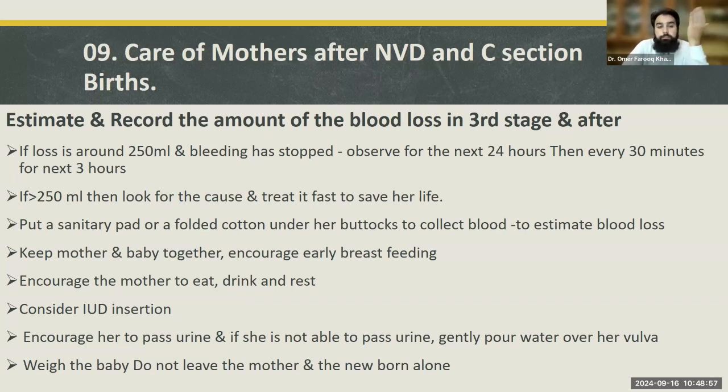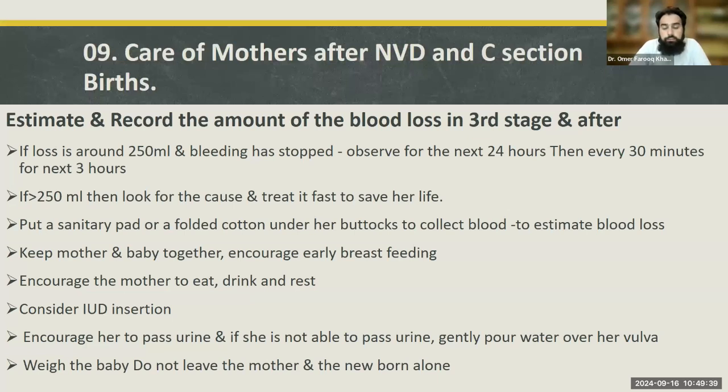You weigh the cotton before putting it below her buttocks, and then when the cotton is soaked, you weigh the cotton again and calculate the amount of blood that has come out. For example, the cotton was only 10 grams or 5 grams in weight when you put it below her buttocks, but when you removed it, the cotton was weighing around 100 grams or 95 grams. That means she has lost 90 mL of blood in that time period.